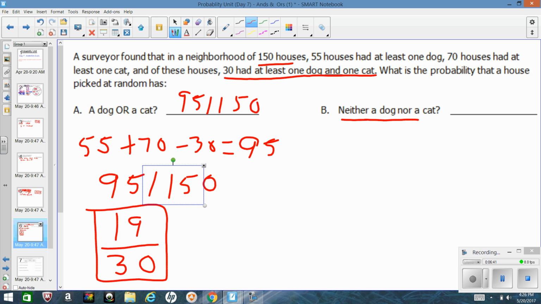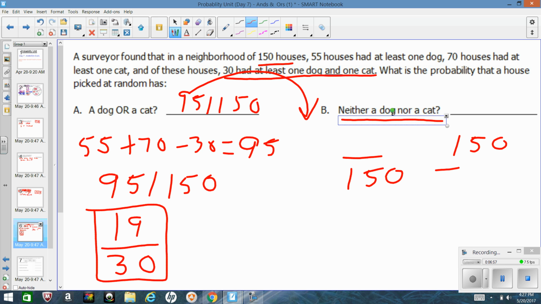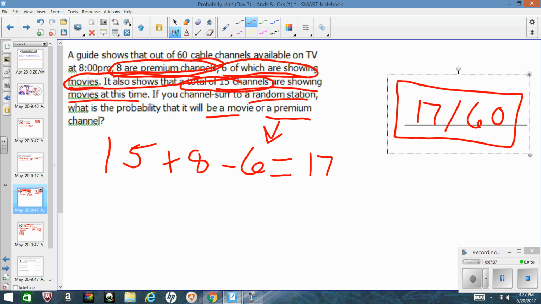Next, B says neither a dog or a cat. So if we know that 95 have at least one dog or one cat, again, our total is going to be out of 150. We can take the 150, subtract 95, because this will tell us how many houses don't have a dog or a cat, which would give us 55. So we know 55 out of 150 don't have a dog or a cat.